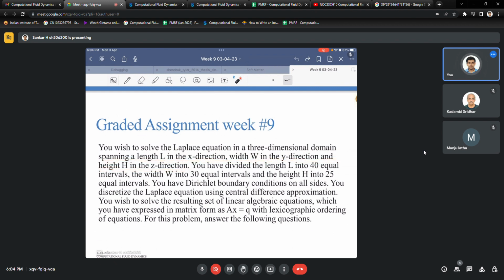According to the statement that's been given, we have divided the length into 40 equal intervals, the width into 30 equal intervals, and the height into 25 equal intervals. We have Dirichlet boundary condition on all sides. We discretize the Laplace equation using a central difference approximation and wish to solve the resulting set of linear algebraic equations, which you have expressed in the matrix form as Ax equal to q with lexicographic ordering. For this problem, we have to answer a set of questions.